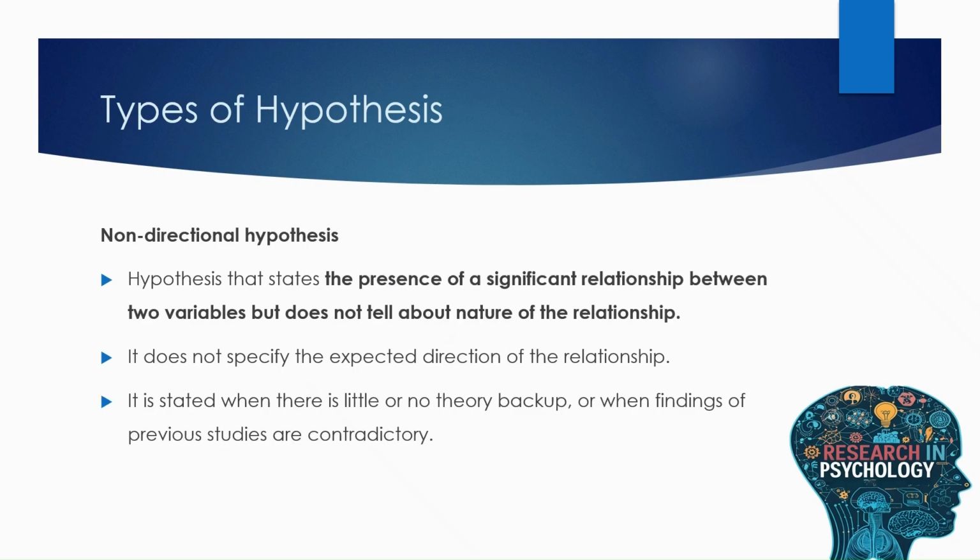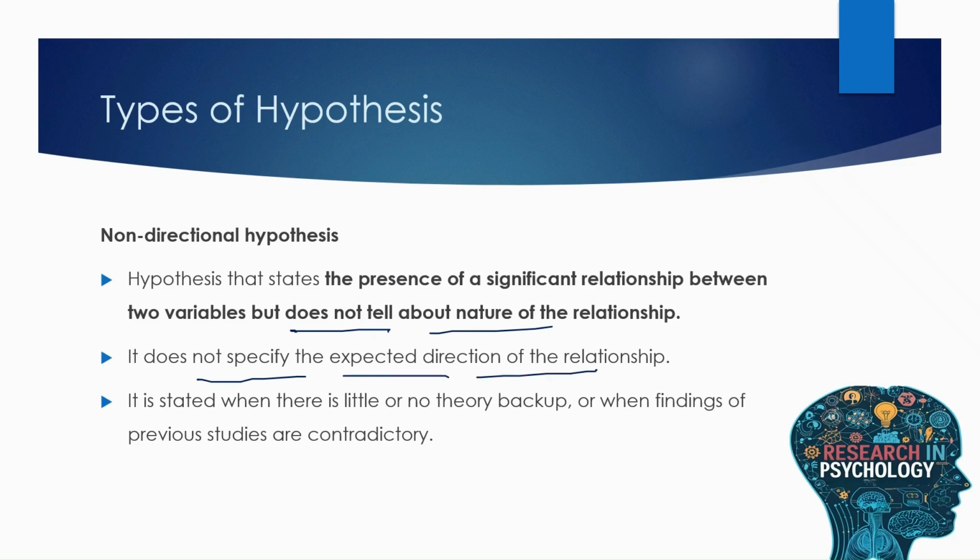All right. Non-directional hypothesis, exactly opposite of that. It states the presence of a significant relationship between two variables, but does not tell about the nature of the relationship. All right. So it should be easy for you to remember. One tells the direction, the other does not tell about the nature of the relationship. It does not specify the expected direction of the relationship.